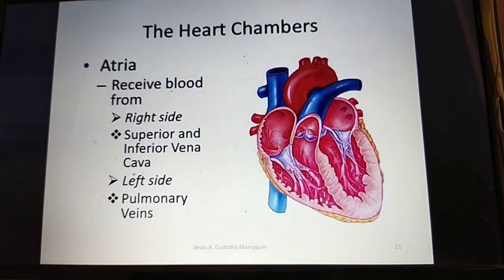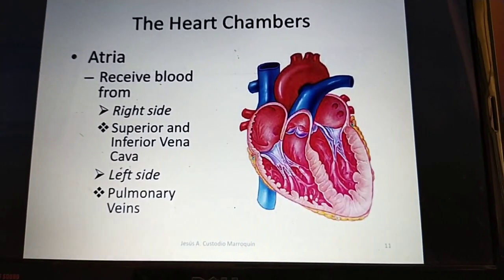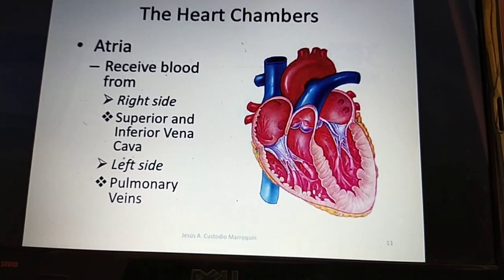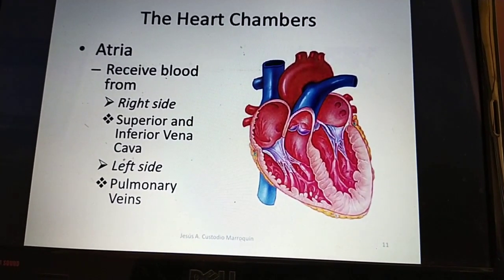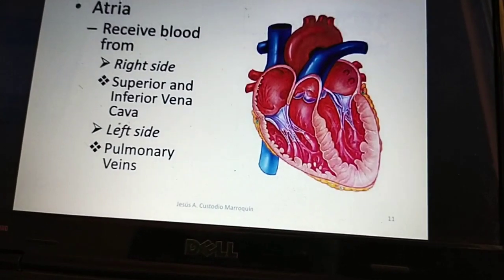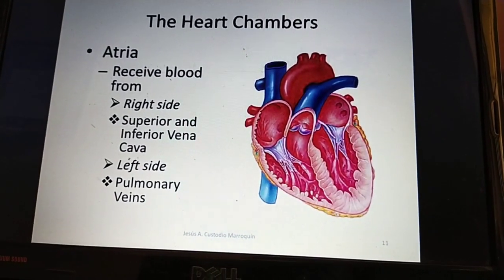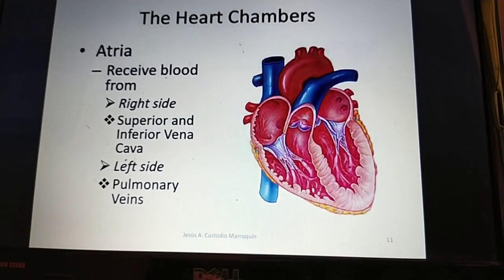Another thing is atria are receiving chambers. On the right side they receive the blood from the superior vena cava and inferior vena cava, and on the left side from the pulmonary veins.